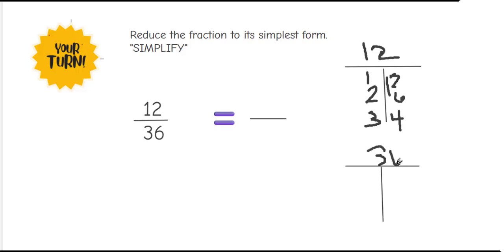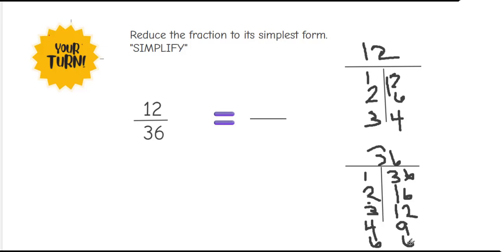1 and 36. 2 and 18. 3 times 12. 4 times 9. And then we have one more. 5 is not a factor, but 6 times 6 is a factor.